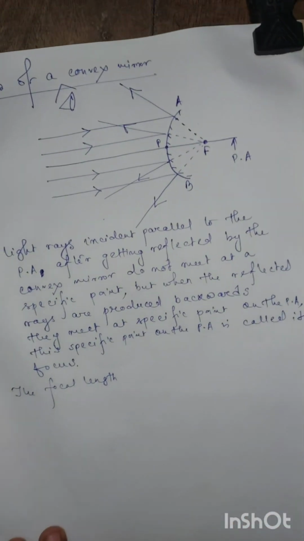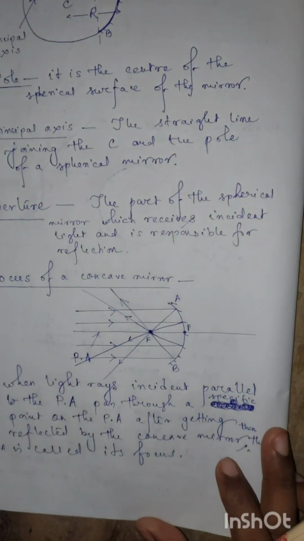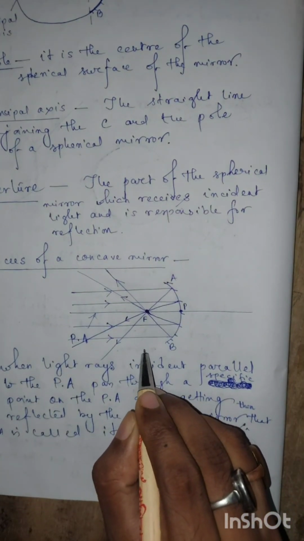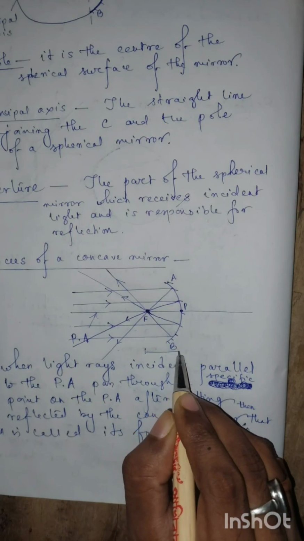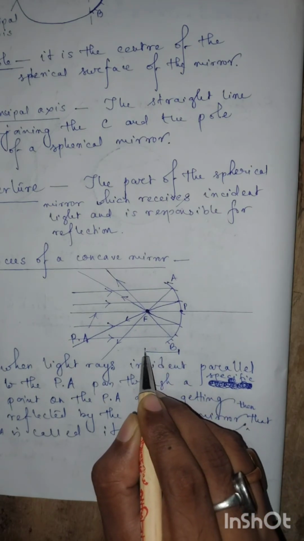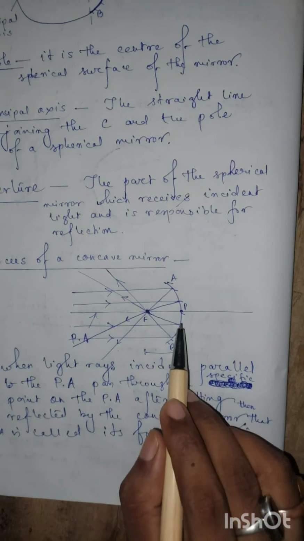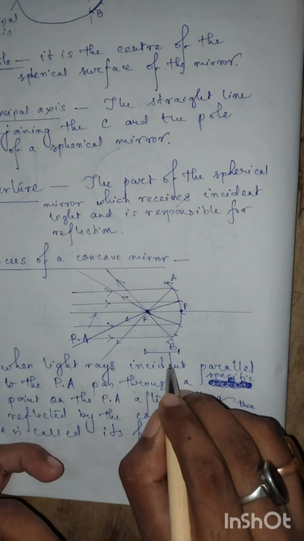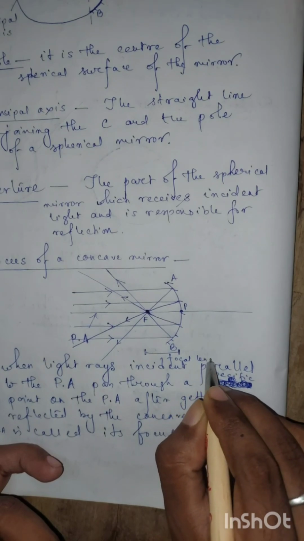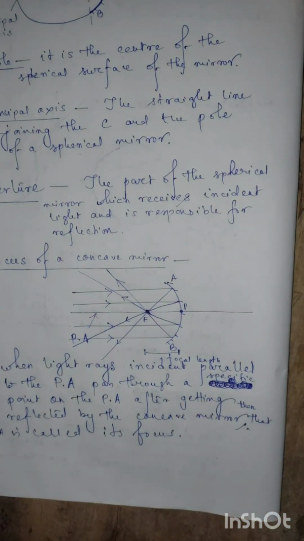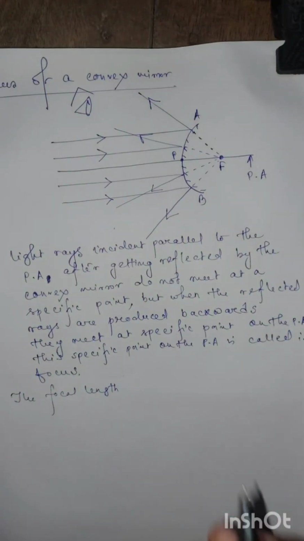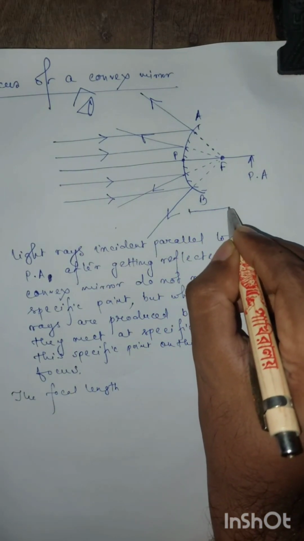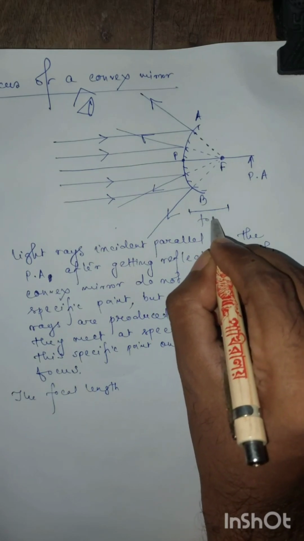Focal length. For a concave mirror, the distance between focus and the pole, this distance, the distance between the focus and the pole is called focal length. Similarly, for a convex mirror, the distance between the focus and the pole is called focal length.